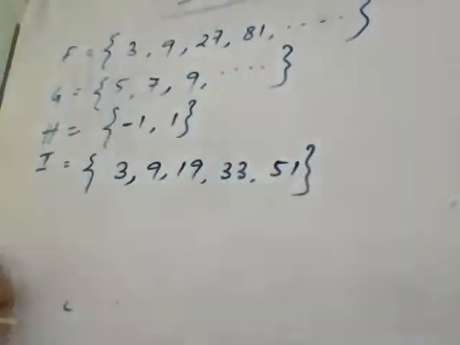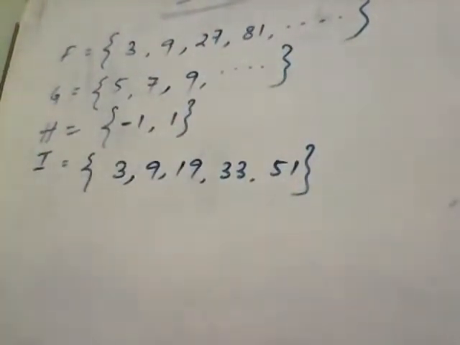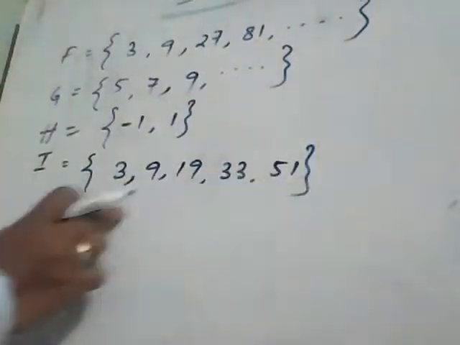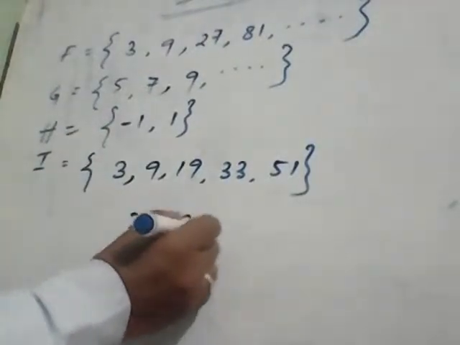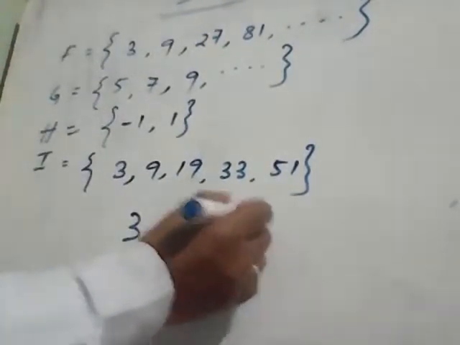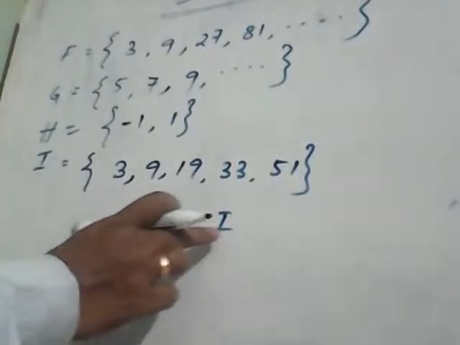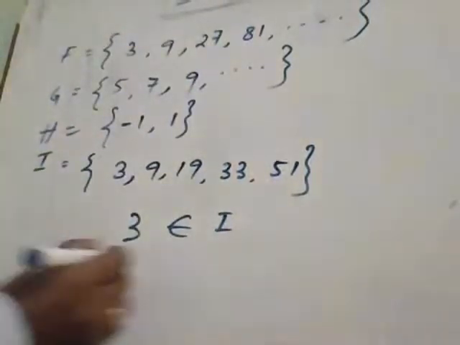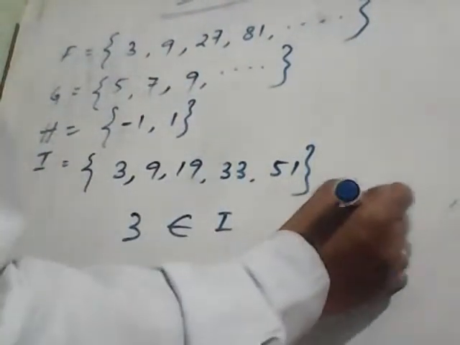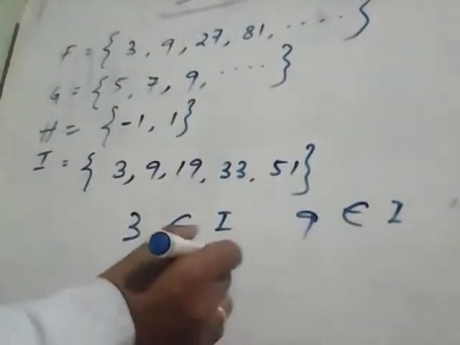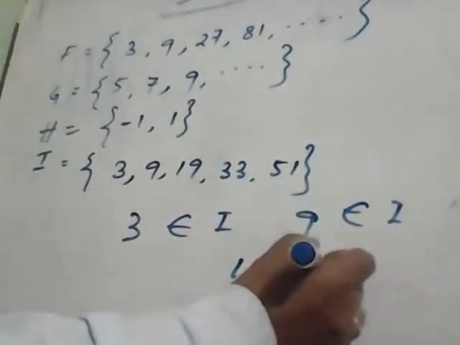Here, I've written all these four sets in roster form, or by the listing method, listing all the elements. Consider this set: 3 belongs to I. This is the symbol for belongs to, or is an element of. 3 is an element of I. I is the name of the set here. 9 belongs to I. 10 does not belong to I.